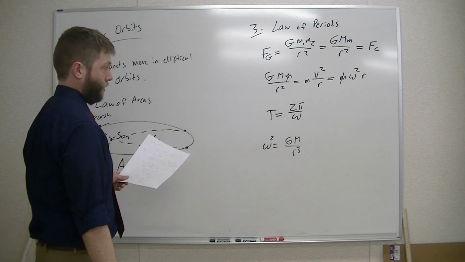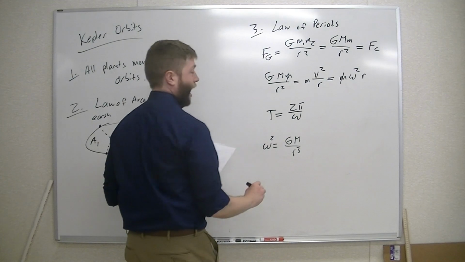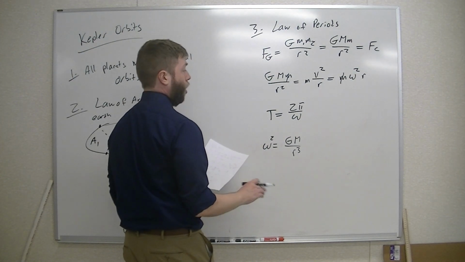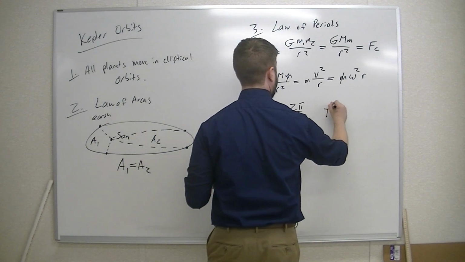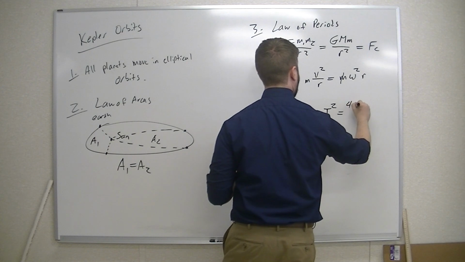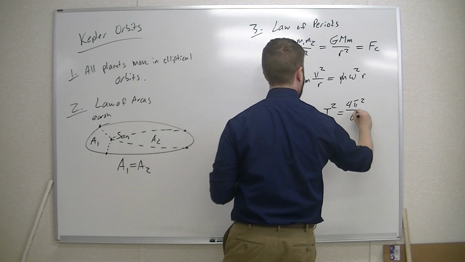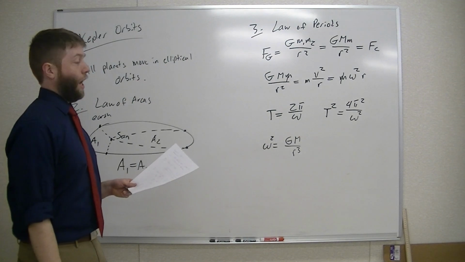Okay? That looks nice. If I were to take the square root of that, we would have a little bit of a mess. So we don't want to do that. What we instead want to do is take this period equation and make it period squared is equal to 4 pi squared divided by omega squared. So all I did was square everything.